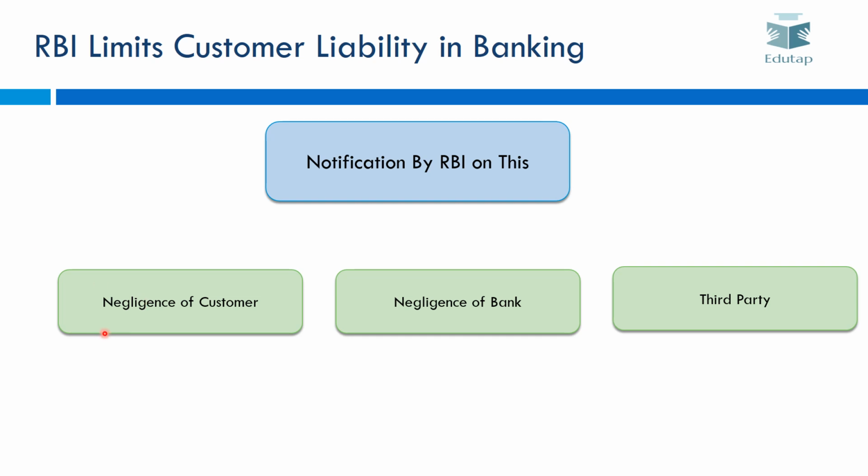One is that theft has occurred due to the negligence of the customer. The second is that theft has occurred due to the negligence of the bank. The bank here is the same bank in which the customer has an account. And the third one is that theft has occurred due to some third party. It can be another bank, or it can be another third party.